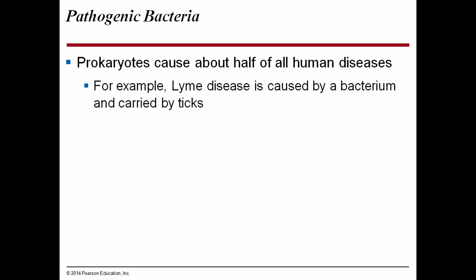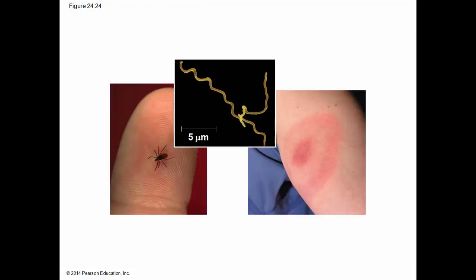Prokaryotes cause about half of all human diseases. For example, Lyme disease is caused by a bacterium that is carried by ticks. Lyme disease is carried by the deer tick. Ticks in the genus Ixodes spread the disease by transmitting a spirochete, Borrelia burgdorferi. It may cause a rash to develop at the site of the tick's bite, and the rash may be large and ring-shaped as shown, or much less distinctive.